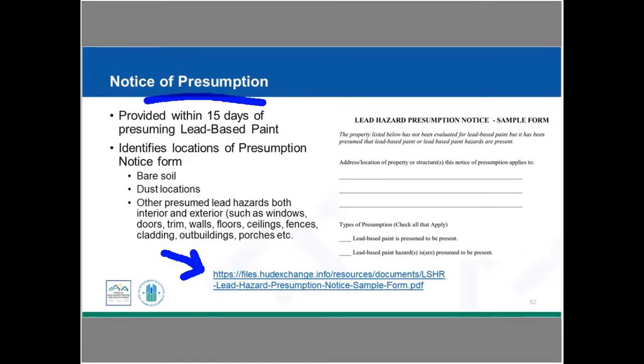If you are doing testing, risk assessment, there is a notice of evaluation, and that needs to be done within 15 days of receiving that report, and Les is going to have some slides on the notice of evaluation. So just depending on whether you're doing testing, you would give the notice of evaluation. If you're doing presumption, you would do the notice of presumption.